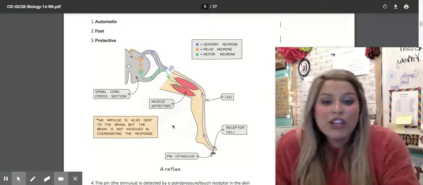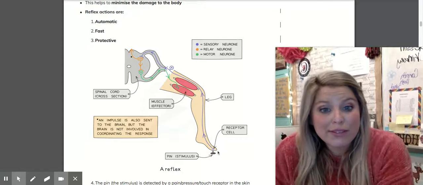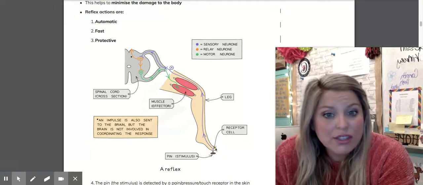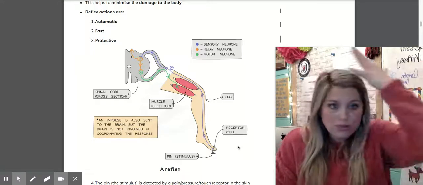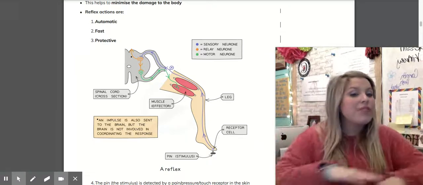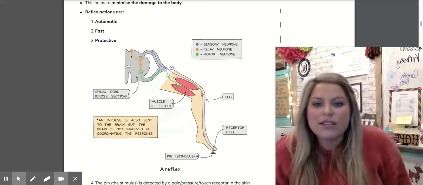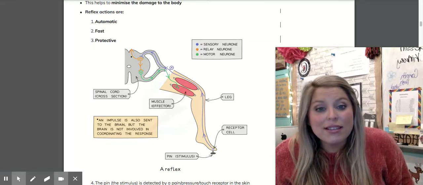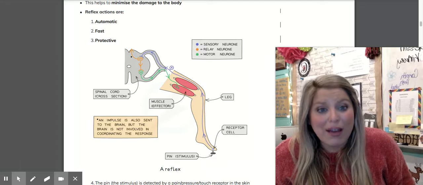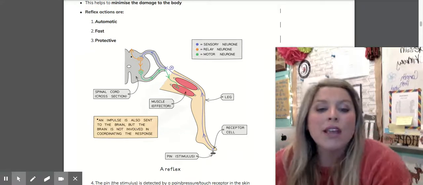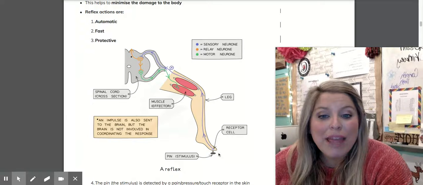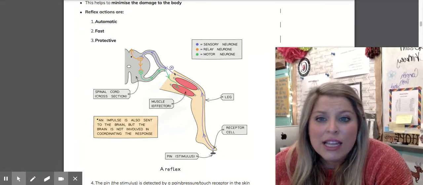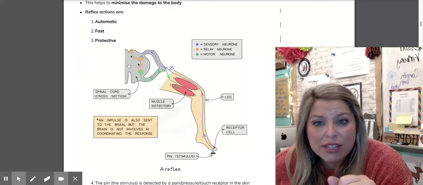Let's say you step on a sharp nail, okay? You've got that receptor cell in the sensory neuron on your skin, right? Because your whole skin is like an organ filled with receptor cells so you can feel things that are happening to you. That pin is the stimulus, stimulating your body to say, ow, that hurts, okay? So you receive the stimulus of pain. It is going to travel up that sensory neuron. It will then hit the relay neuron.